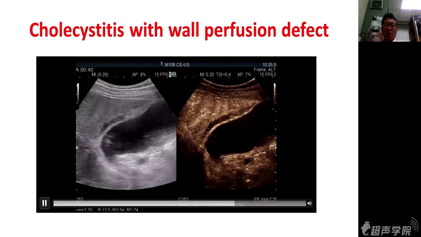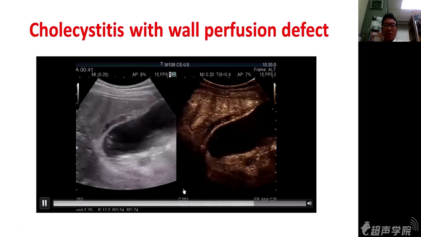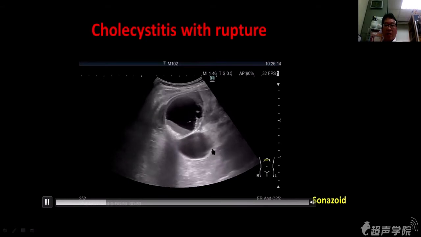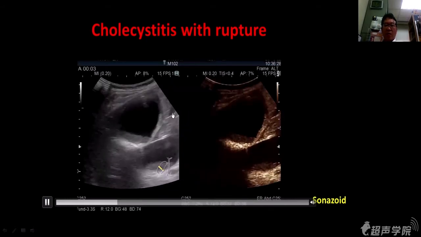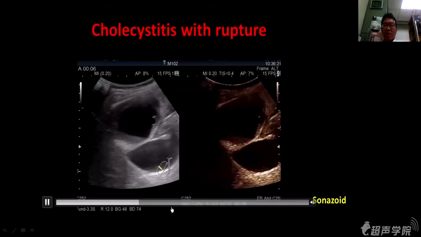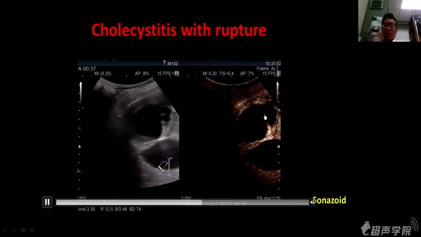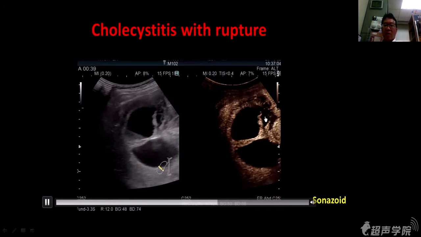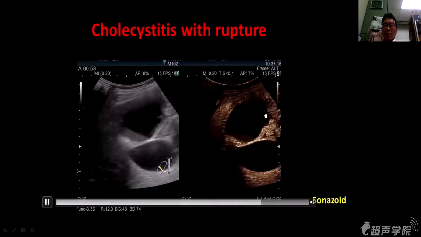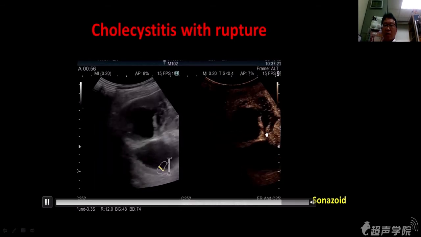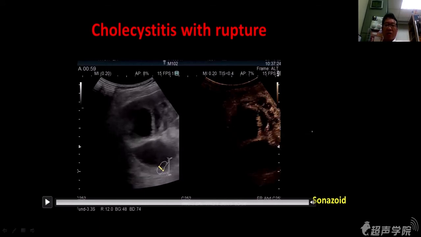For this case, we can see there is some defect on the wall, but whether there is any perigallbladder fluid was not clear. After the injection of contrast medium, you can see not only the mucosal defect, but also the rupture into the liver. It could be shown very clearly after the contrast injection. So contrast medium is very useful for complicated cholecystitis.